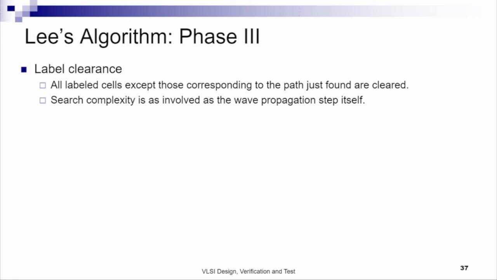The only thing is that in this clearance phase, we have to keep the path that we have chosen in phase 2 and delete all other steps so that I can further progress the algorithm for another two terminal net. With this small introduction to routing, we come to the end of this module.